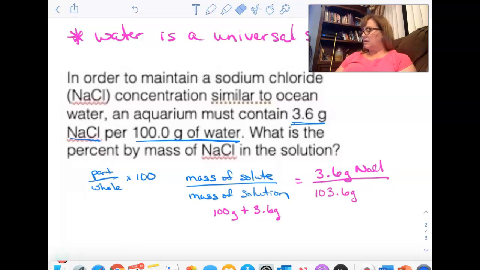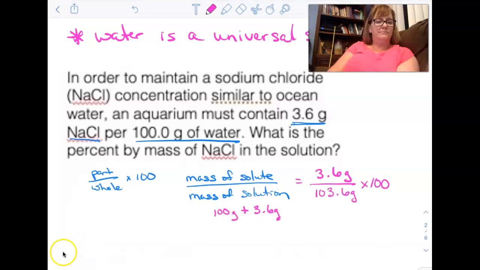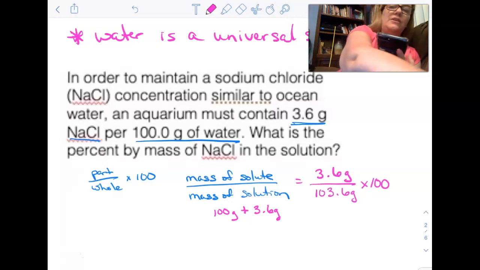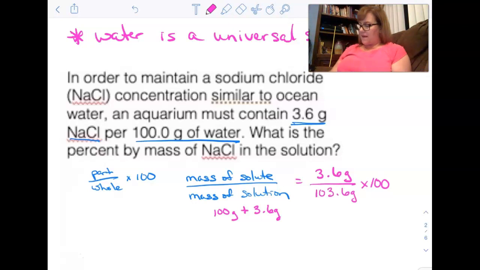I'm going to go ahead and fix that a little bit. You then would multiply it by 100 to get your total. Okay, so when you calculate this, you'll have 3.6 divided by 103.6 times 100, and you will find that you will have a percent by mass of 3.47%. Remember, with percents, we always go to the hundredths place.